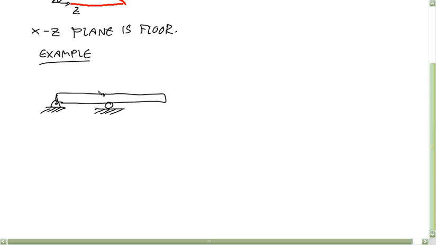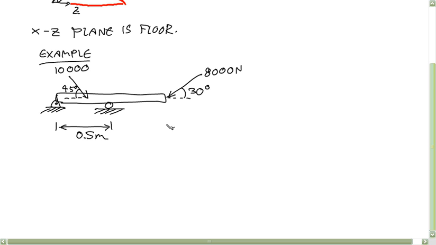You have this long beam. You have a 10,000 Newton force applied here where this angle is 45 degrees. And you have an 8,000 Newton force applied here where this angle is 30 degrees. And the dimensions you need are 1/2 meter here and 1/2 meter here.